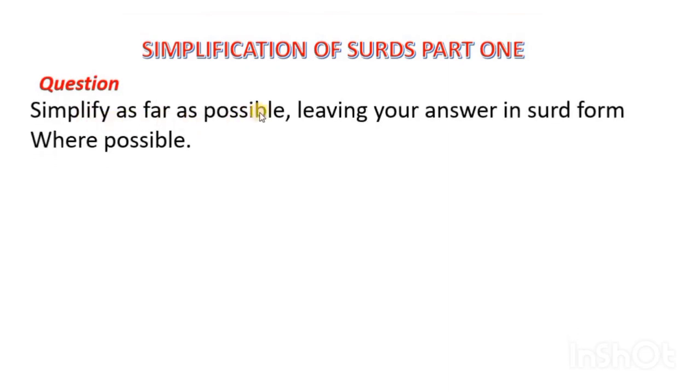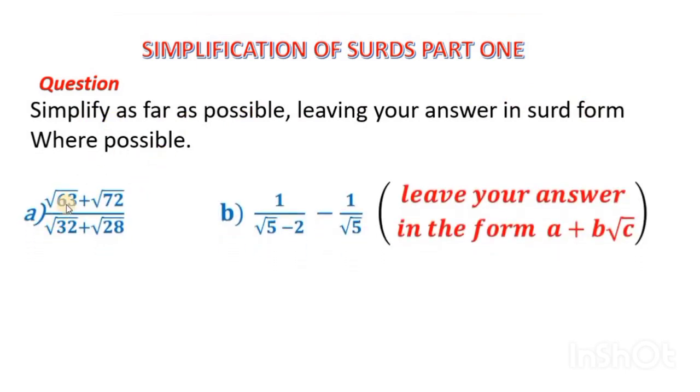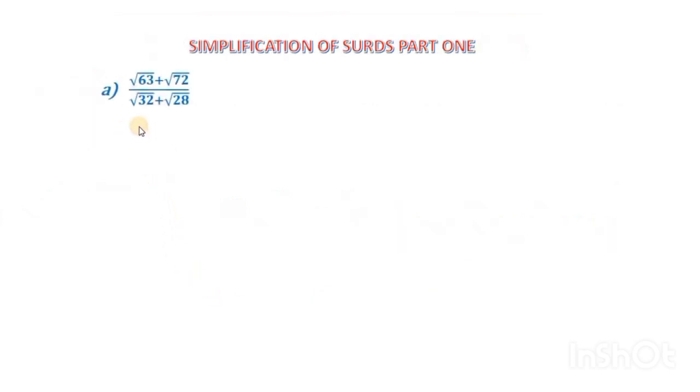Simplify as far as possible, leaving your answer in SURD form where possible. Part A, root 63 plus root 72 over root 32 plus root 28. Part B, 1 over root 5 minus 2 minus 1 over root 5. And for part B, we are to leave our answer in the form A plus B root C. Now let's begin with part A.